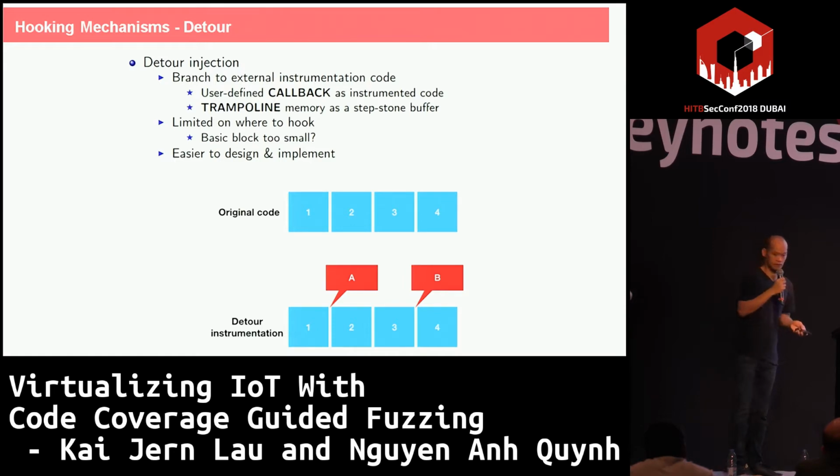The limitation of this approach is that there are some places we cannot instrument using this technique. For example, if the basic block we want to instrument is too small, when we override that basic block, we may override into the next code after it. But the advantage of this detour technique is that it's much easier to design and implement. That's why we decided to go this way, to build our own DBI using the detour injection technique.